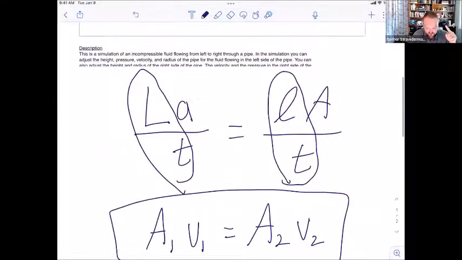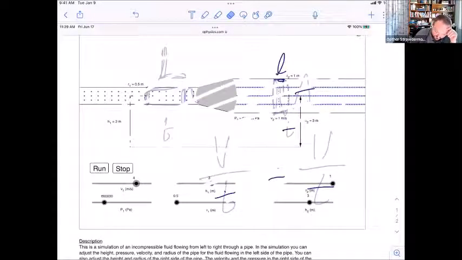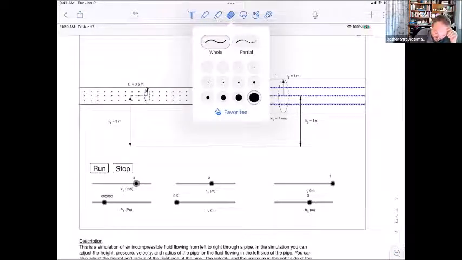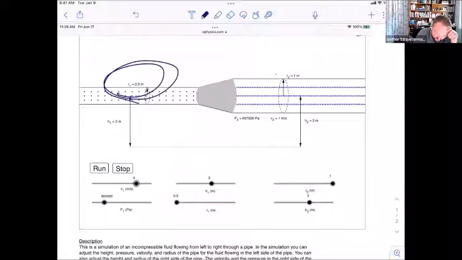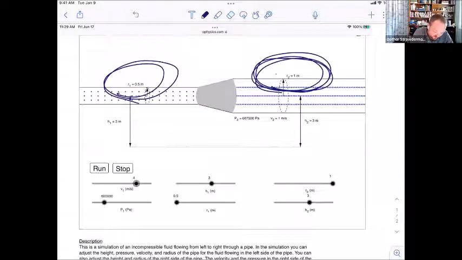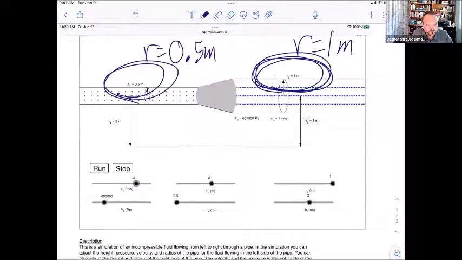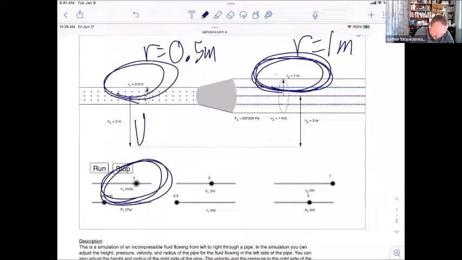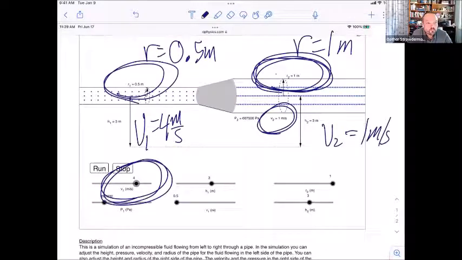So if I look back at my numbers up here, and specifically, if I draw your attention to R and R, you see that R is 0.5 meters and R is 1 meter. So the radius is doubled, and the speed has gone from 4 to 1. Because when the radius doubles, and this is the tricky part about this topic, the cross-sectional area quadruples. And since the cross-sectional area quadruples, the speed of the liquid is cut to a fourth.